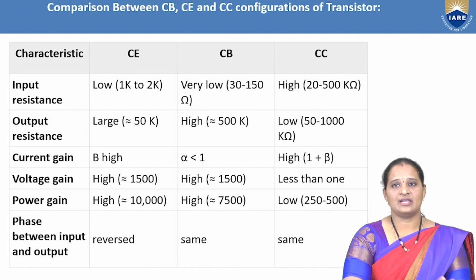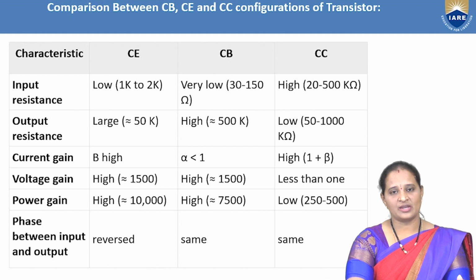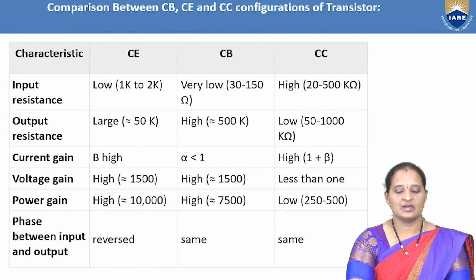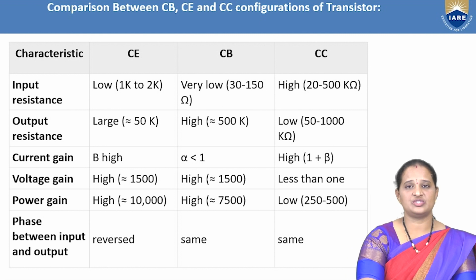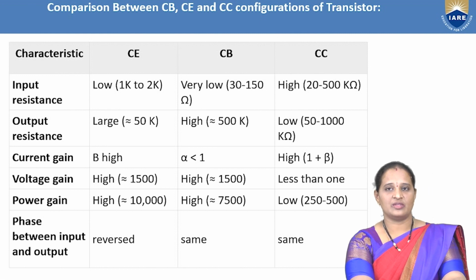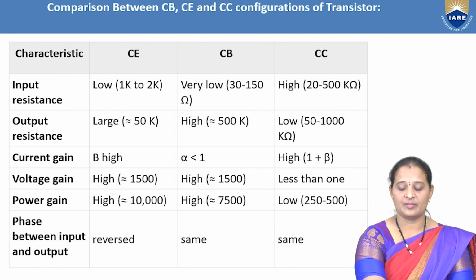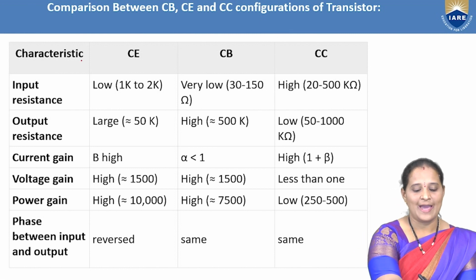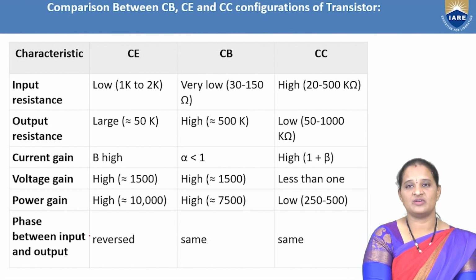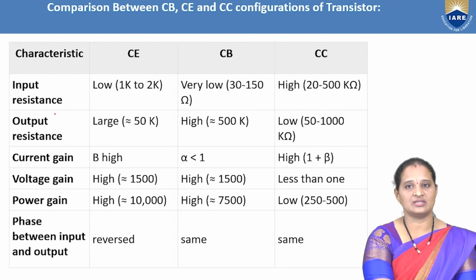So now let us have a look at the comparison between the three configurations of transistor, that is common emitter, common base and common collector. This is a table showing the comparison between the three configurations, and these are the parameters by which we are comparing them. So first of all, input resistance.